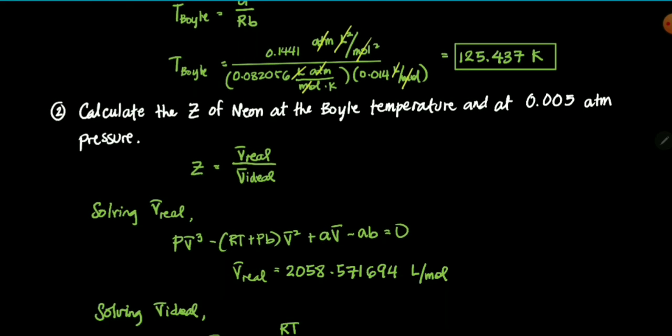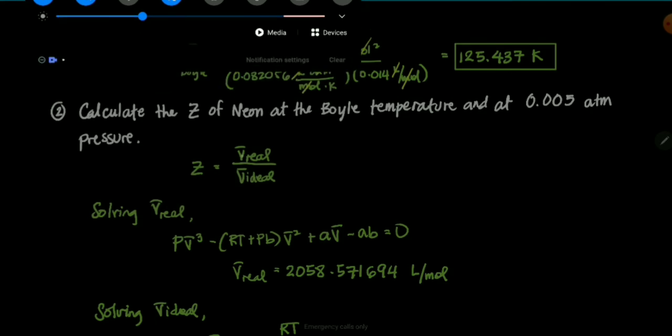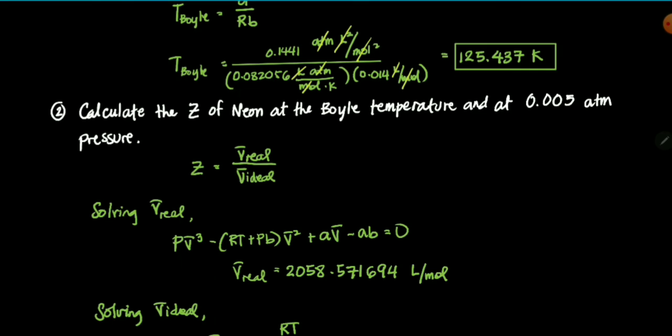So, we will use this particular equation. We will calculate the real and the ideal volumes separately. Tapos kukunin lang natin yung ratio. So, for the solution of the V real, kukunin lang natin yung cubic expression ng ating Van der Waals gas, which is nakuha na natin kanina or in the previous lectures. So, the real volume is calculated using the solver for cubic equations. That's 2058.571694 liters per mole.